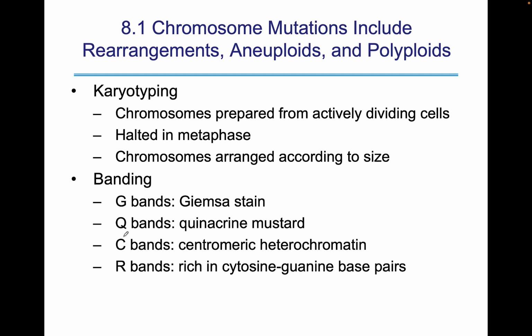That allows the chromosomes to be identified under UV light, and you can see the varying brightness of the chromosomes based off of the presence of guanine and cytosine. You can also do C bands, which is centromeric heterochromatin, which focuses more on the centromeric region, and this is also cytosine and guanine rich. And then you have R bands, which are also cytosine and guanine rich.